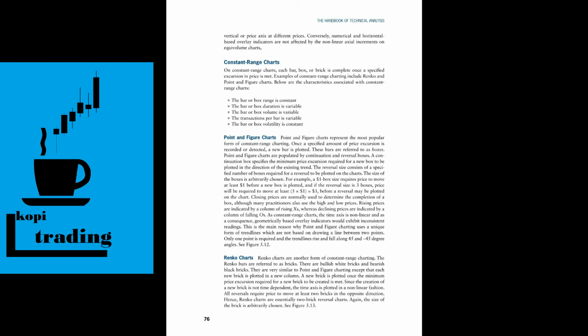For example, a $1 box size requires price to move at least $1 before a new box is plotted, and if the reversal size is 3 boxes, price will be required to move at least 3 times $1 equals $3 before a reversal may be plotted on the chart. Closing prices are normally used to determine the completion of a box, although many practitioners also use the high and low prices. Rising prices are indicated by a column of rising X's, whereas declining prices are indicated by a column of falling O's.